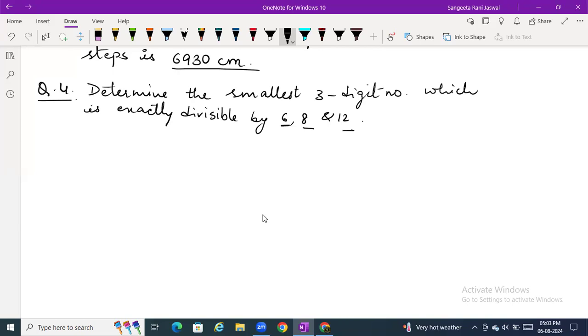Ma'am, LCM. Great. Okay. If I take the LCM of these three numbers, check what you get. Ma'am, I got the LCM and the smallest three-digit number. Please check what the LCM is. Let others also do it.